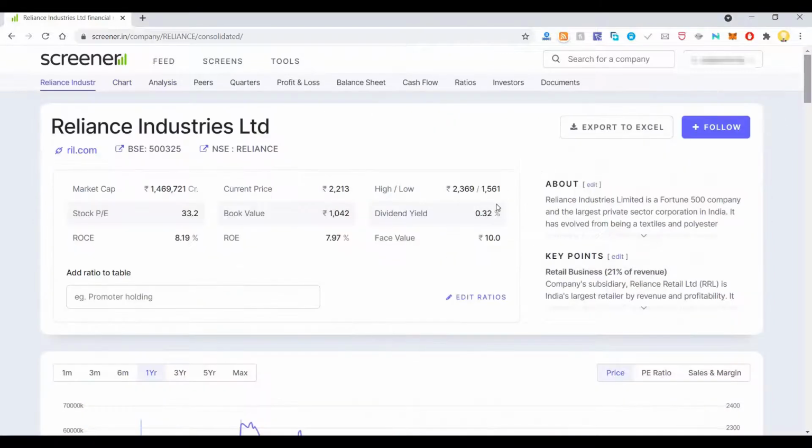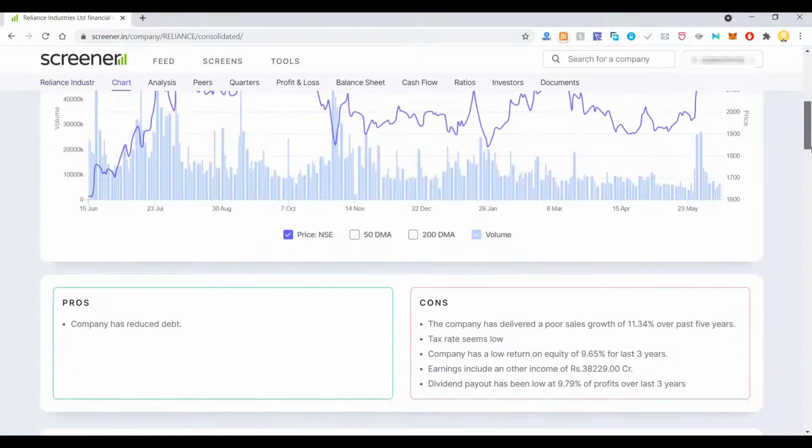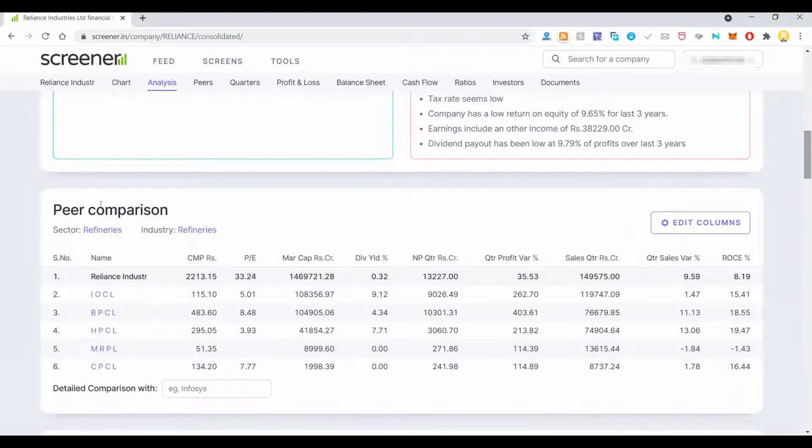That means it has given a very low dividend yield. Reliance is known for giving a very low dividend yield. And here it shows peer comparison, how the company is comparing to its peers in the market.